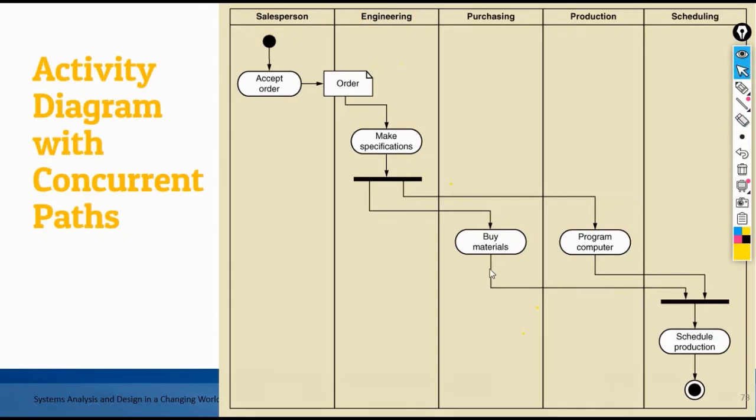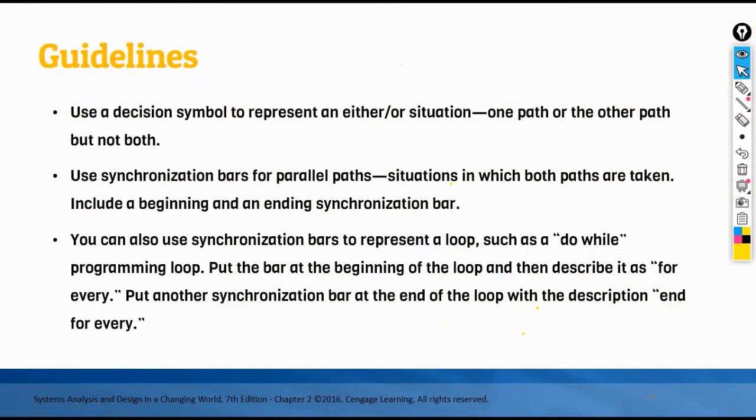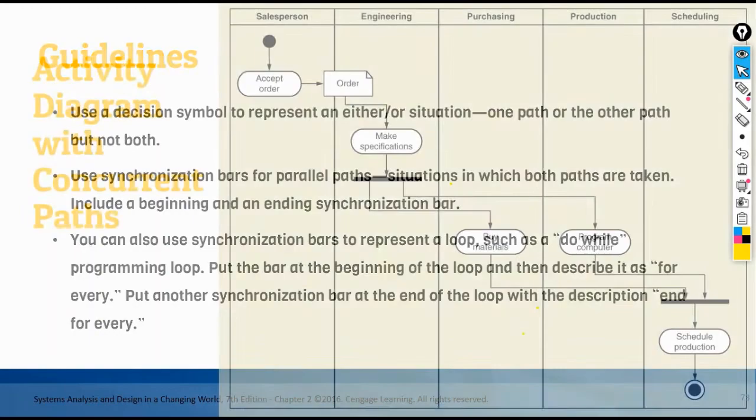Okay, so here are some guidelines. You use a decision symbol to represent an either-or situation. So one path or the other path, but not both. Remember the diamond symbol, that's for yes or no. You can also merge an activity and a decision by using a diamond into a single oval with two exit arrows.